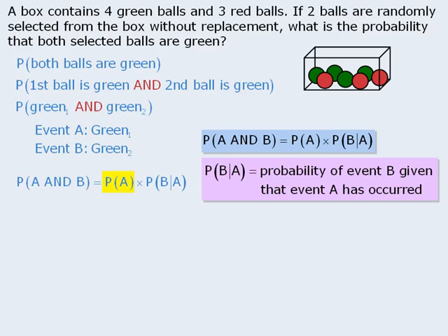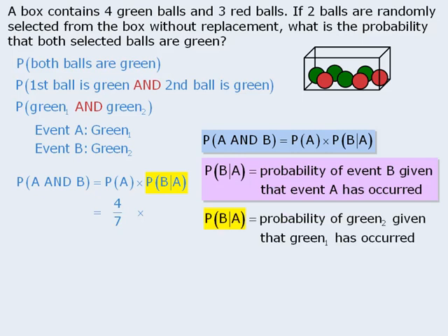First, we need to find the probability of event A. Event A is selecting a green ball on the first draw. Since 4 of the 7 balls are green, the probability of selecting a green ball is 4/7. Now the next part. What is the probability of event B given that event A has already occurred? In other words, we want to find the probability that the second ball is green given that the first ball was green. If we assume that the first ball selected was green, what is the probability that the second ball will be green? Well, let's go up here to find out.